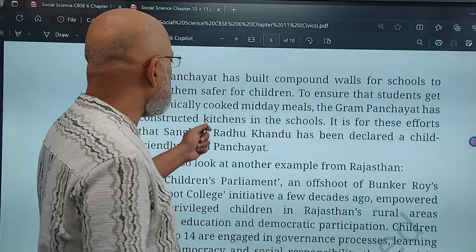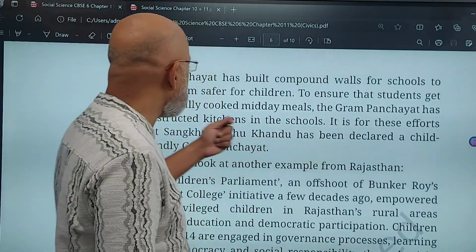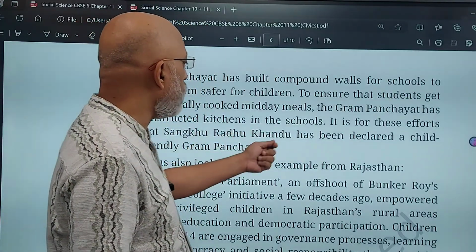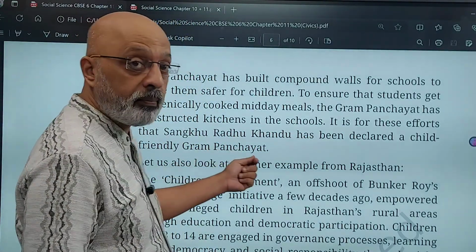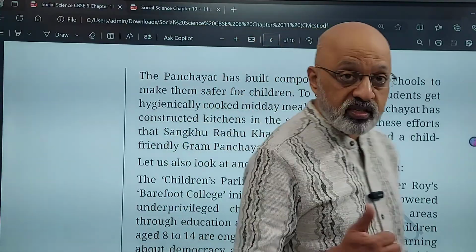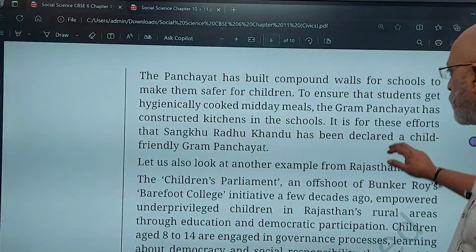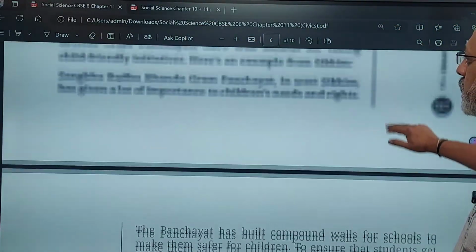The Gram Panchayat has constructed kitchens in the schools. It is for these efforts that Sangu Radu Khandu has been declared a child-friendly Gram Panchayat. Okay, this is in Sikkim. Let's look at another example.